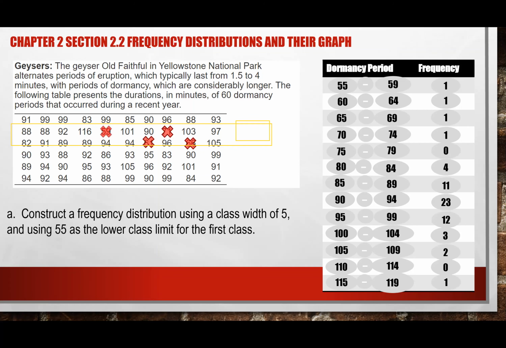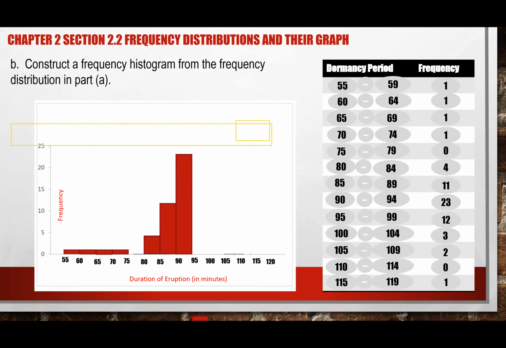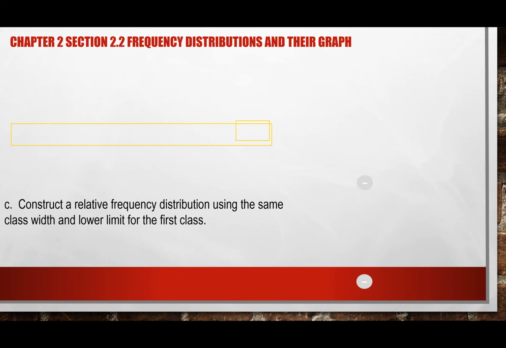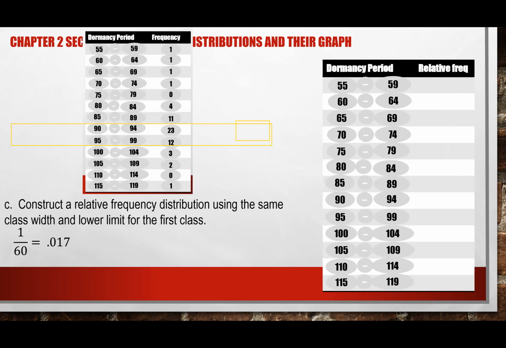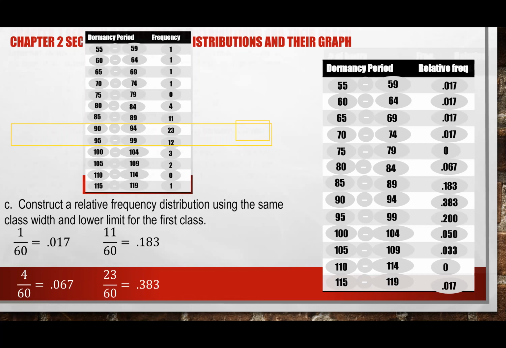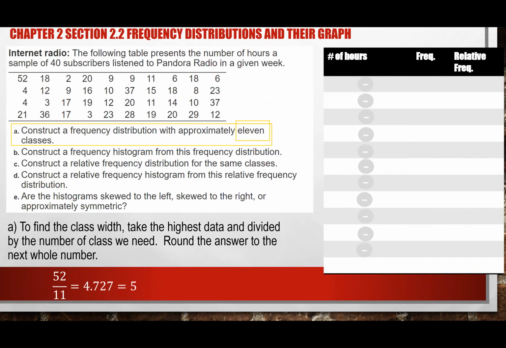And then we run into the other scenario, which is if they don't give you the class width, right? What about this problem here? They don't tell us what my class width is. They don't tell us where to start. They just tell me to construct the frequency distribution table with approximately 11 classes. And that's where the number 11 comes in. Like I say, if this number were 8, then I divide by 8 and not divide by 11. Okay, so everybody see that?